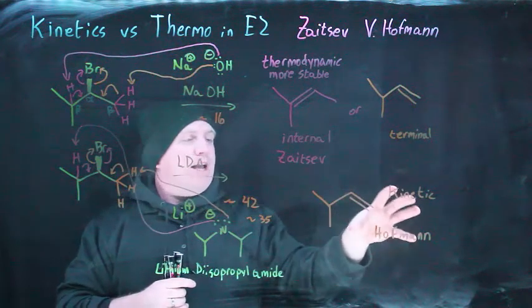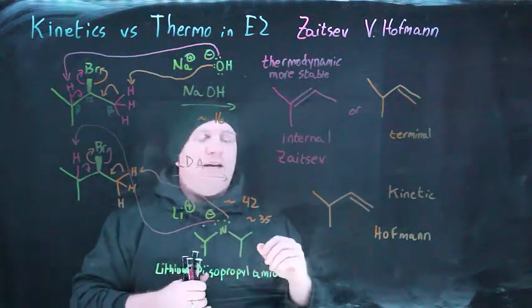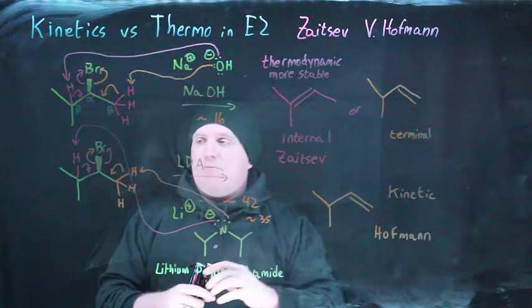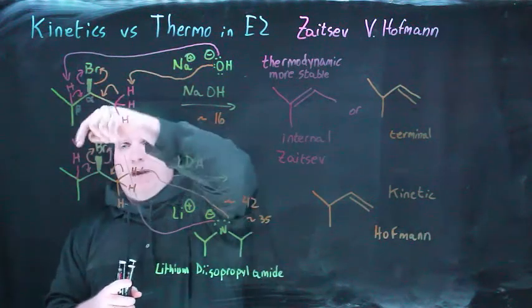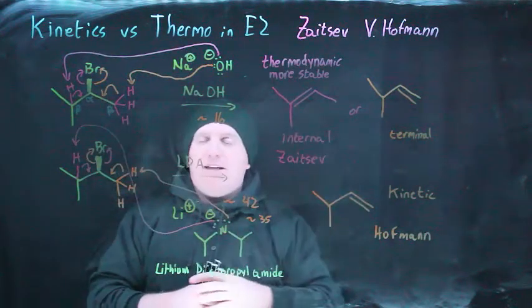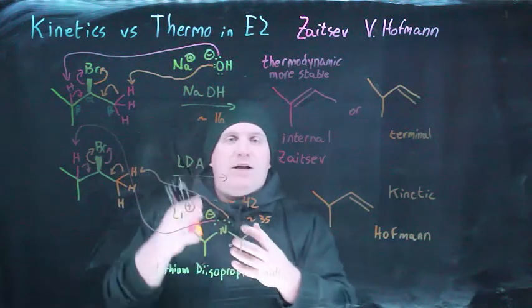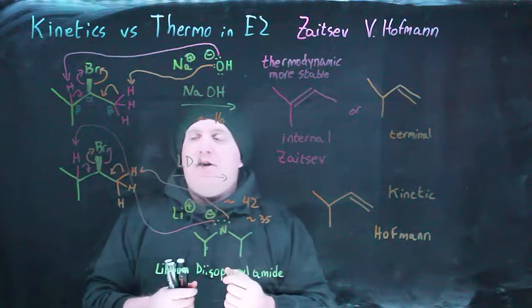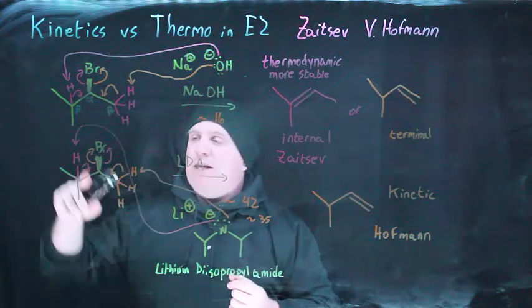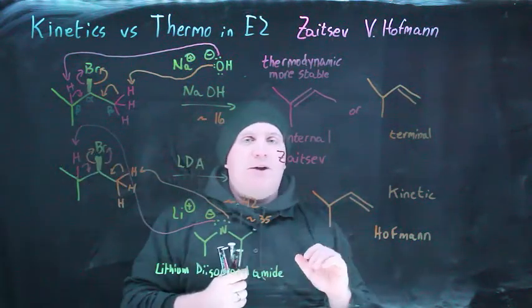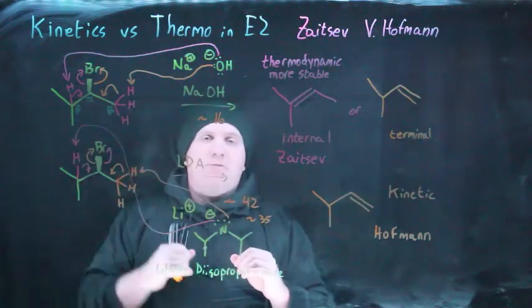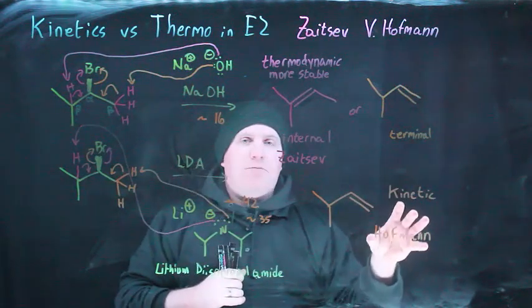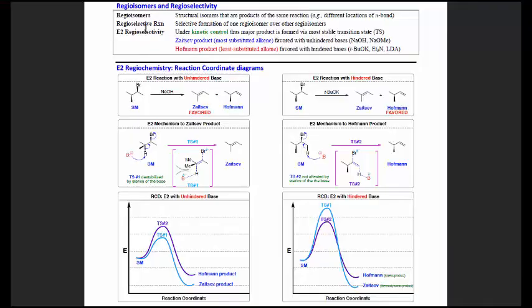One of the reasons why you can't access the internal Zaitsev products with this relatively large base is because that makes the barrier for abstracting that higher. It raises the energy level of that. But it's also the case that LDA, being so strong, is just less selective. It's going to rip off the first hydrogen it encounters, and it's more likely to encounter one of these than it is one of those. So it's simply going to access and remove the accessible hydrogens first, which leads to the kinetic product, which we term the Hofmann product.